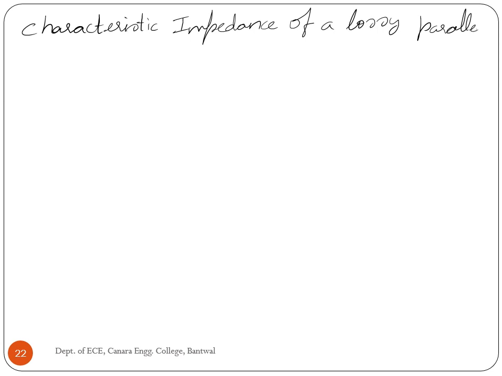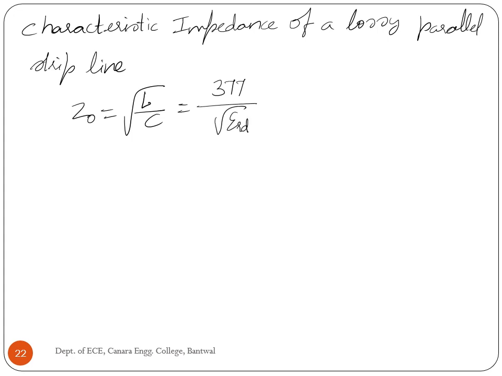Characteristic impedance of a lossy parallel strip line at microwave frequencies can be approximated as Z0 is equal to root of L by C, which is equal to 377 divided by root of permittivity into distance divided by width, for when width is greater than distance.